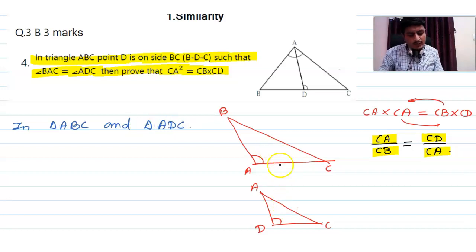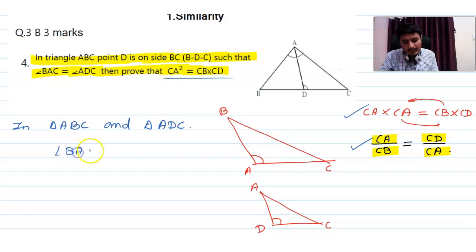First of all, try to show that the given two triangles are similar. Once the triangles are similar, sides are in equal proportion, and hence we get CA into CA equals CB into CD. Multiplying CA and CA, itself two times, gives us a square, and hence we have our proof here. So we write in triangles ABC and ADC. As per the given data, angle BAC is congruent to angle ADC. This is given to us.